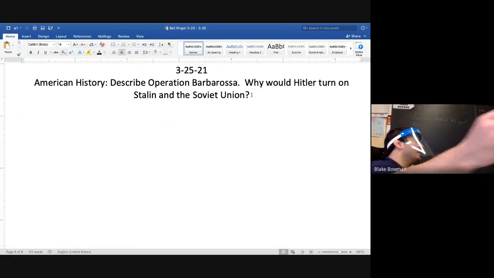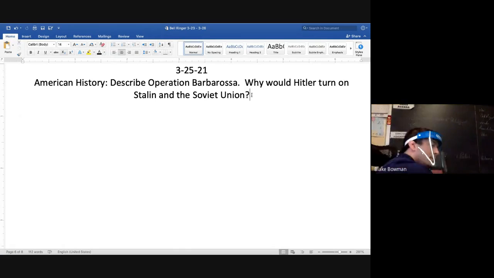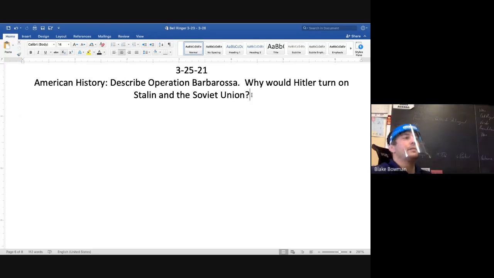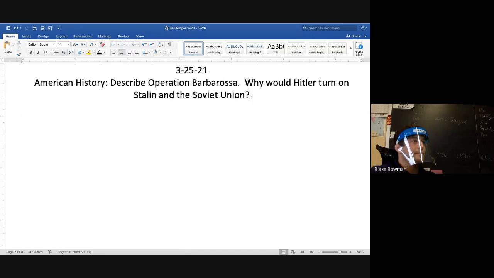So this operation will be the bloodiest conflict ever in world history. Ever. So it's important you know it. Unbelievable stuff here.